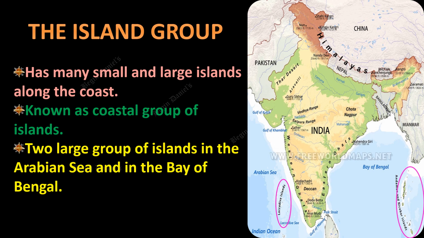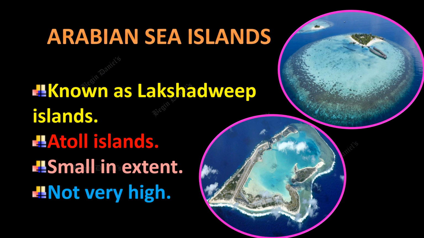The island groups. There are many small and large islands along the coast, known as coastal groups of islands. Apart from that, there are two large groups of islands in the Arabian Sea and in the Bay of Bengal. The Arabian Sea island group is known as the Lakshadweep Islands. It is also called Atoll Islands, that means ring-shaped islands. It is small in extent and very low in height, not very high in altitude.